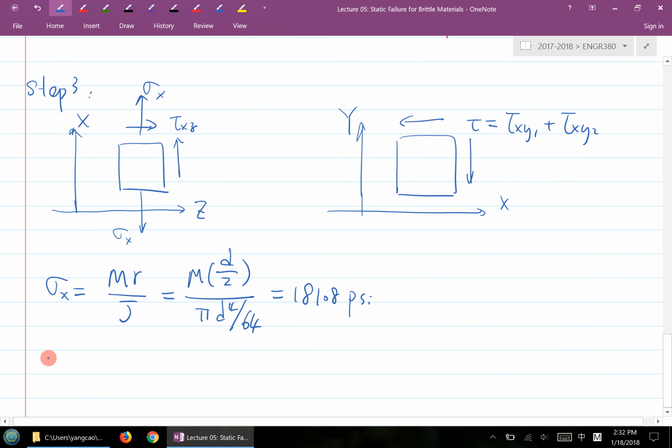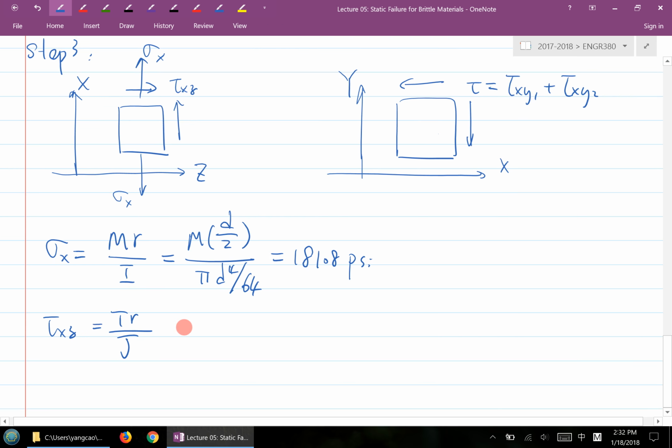And then your tau xz is T r over J. Sorry, the earlier one is not G, this is I, right? So T r over J is equal to T times d over 2, over pi d to the power 4 over 32. Together you get 12,072 psi.